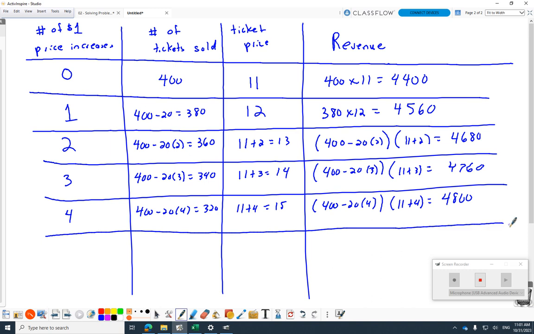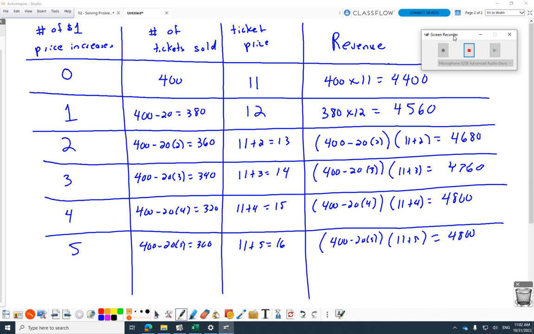Let's do 5. This is 11 plus 5, which is 16. This is 400 minus 20 times 5, which is 300. And I've got to go 300 times 16. Oh! 400 minus 20 times 5, 11 plus 5. I get 4,800 again.